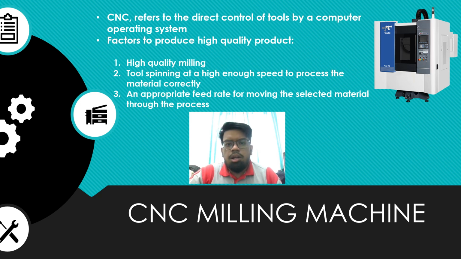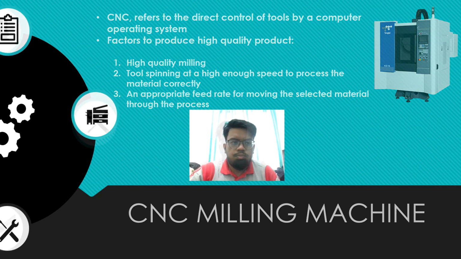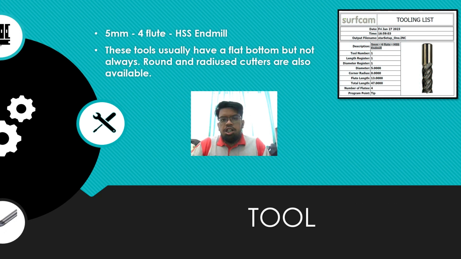The computerized system eliminates the possibility of error between design and manufacturing by reading design information directly from an engineer's drawing or models. Machining operations may be carried out by CNC machines because of the variety of CNC machining equipment available. These CNC tools' unique characteristics enable them to be used for a variety of applications while requiring less manual input from machining operators. End mill tools usually have a flat bottom but not always. Round and radius cutters are also available.